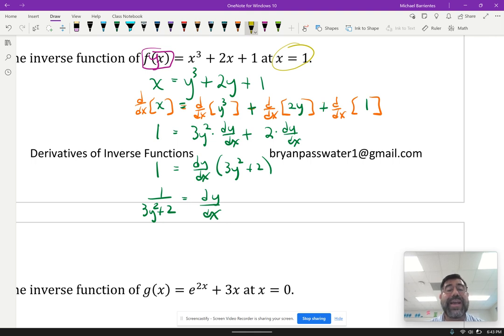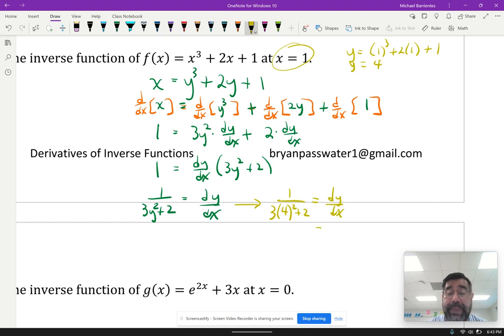Well, I'm going to have to find the y value when x equals 1. So we said f of x is the y value, so y equals 1 cubed plus 2 times 1 plus 1. 1 plus 2 is 3 plus 1, that's 4. So my y value is 4. That's the number I need to substitute in here to figure out the derivative of y, which is the derivative of the inverse function. I'm going to substitute a 4 in there, and that would be the derivative of y with respect to x, where y is the inverse function.